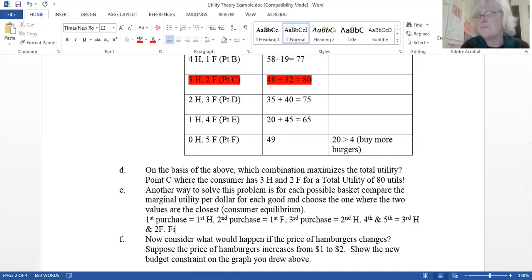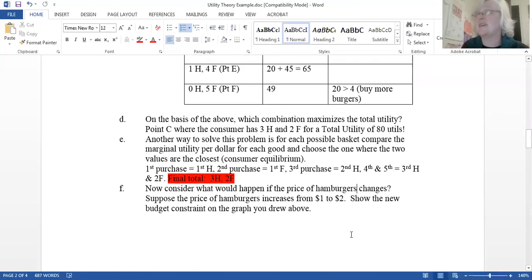So the final purchase in this case ended up being 3 hamburgers and 2 French fries. I'm going to put this in red down here to show you we ended up at the same spot either way. Isn't that cool? So this marginal utility per dollar approach works, especially if you've got a whole bunch of options and you don't want to write them all out and add up the totals. Working through it systematically, purchase by purchase works.